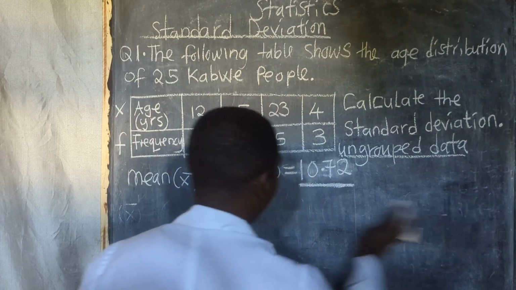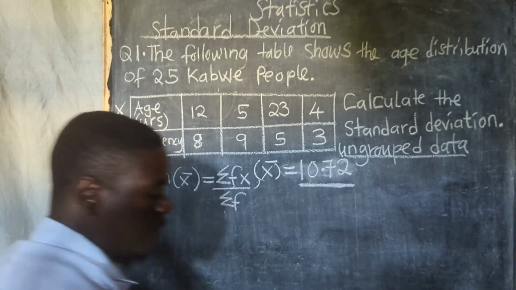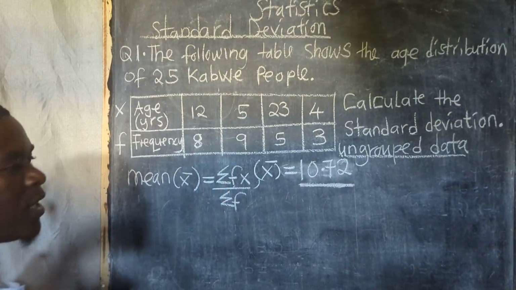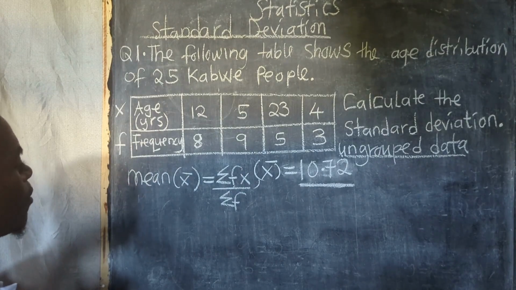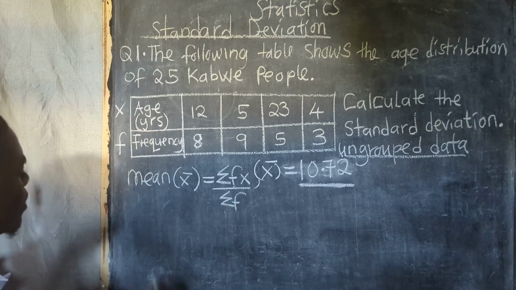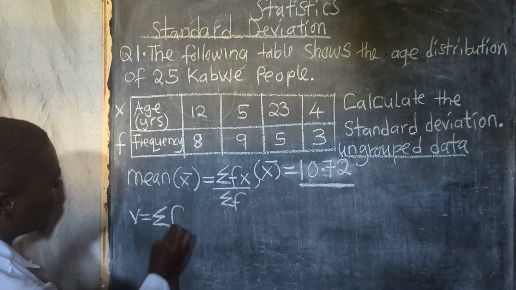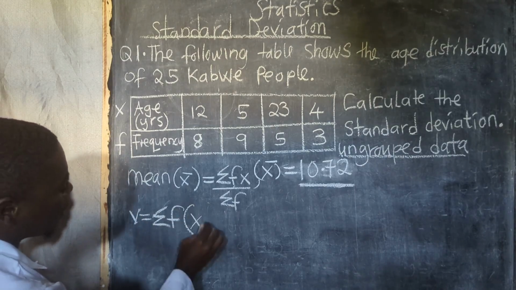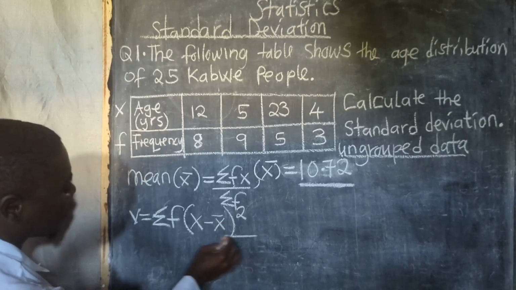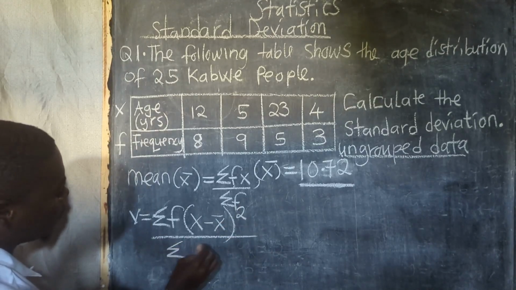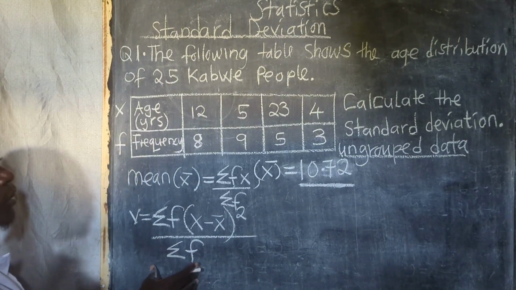How then do we calculate the variance? This is how you get to calculate the variance. These are the easiest ways in which you answer these questions. Variance is given by the formula: summation of frequency, open bracket, x minus mean, close bracket, squared, over summation of total frequency. This is the formula that you are going to use.